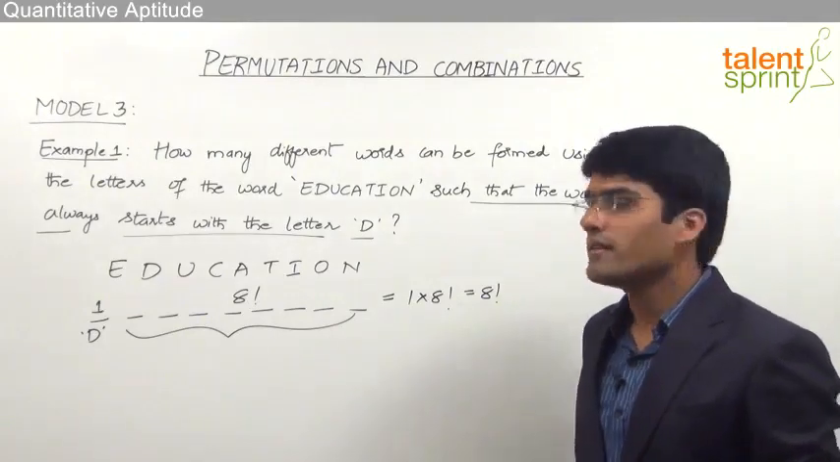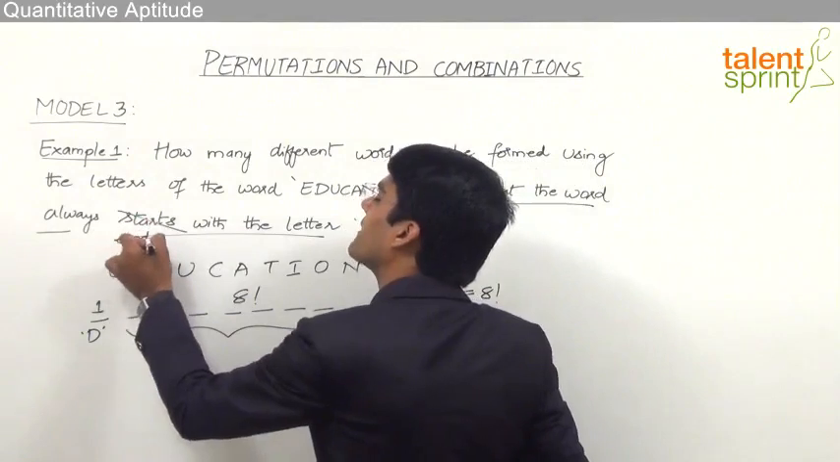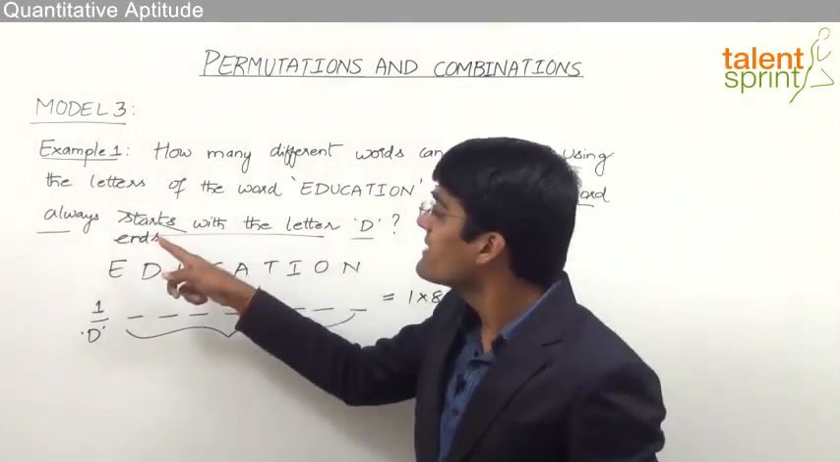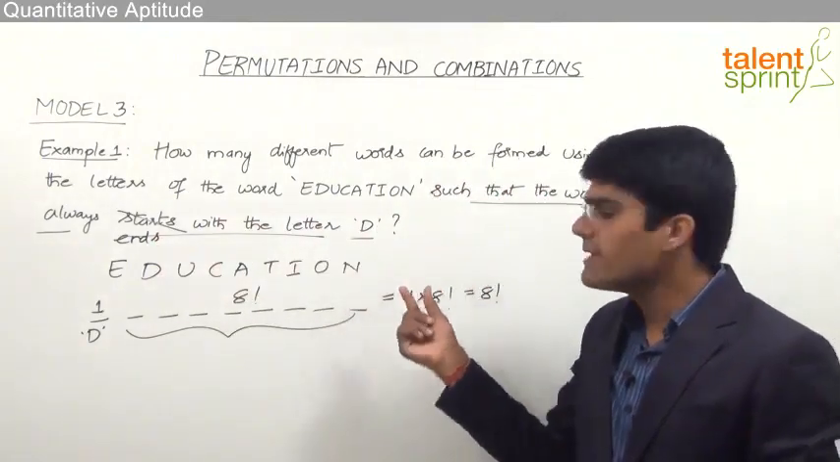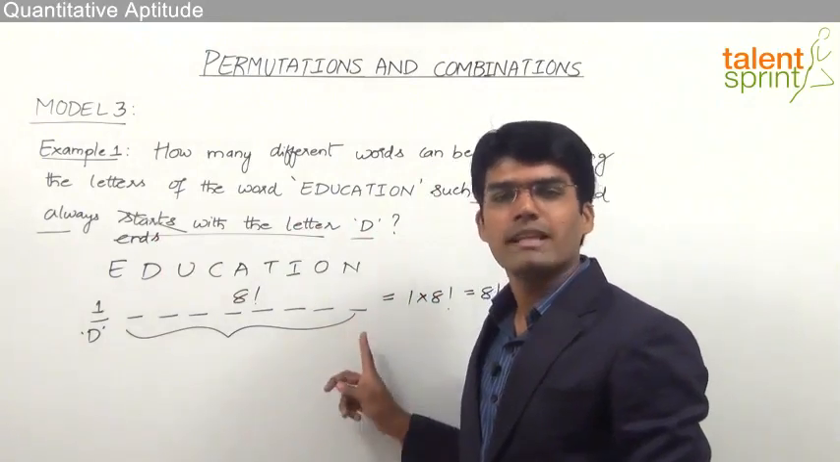And the other important point here is, it need not be always the starting letter. It can also be the ending letter. Let's say the question says, how many words can be formed such that the word always ends with the letter D. Even in this case, the last position is fixed. That is, it should be always occupied by D. So that can be filled only in one way.